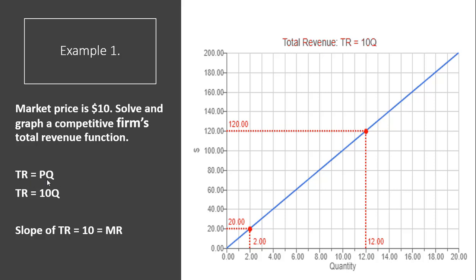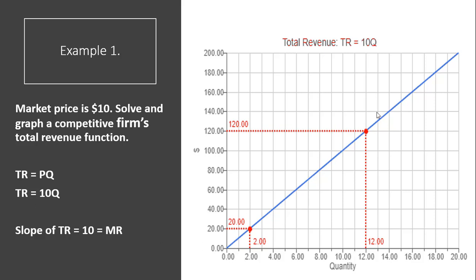Total revenue is price times quantity. Given that the market price or equilibrium price is $10, total revenue equals 10 times Q. Notice that the slope of this total revenue function is 10. Every time this firm sells one more unit of output, total revenue goes up by 10. And that's basically our definition of marginal revenue, the change in total revenue from producing and selling one more unit of output. So the graph of 10Q is over here on the right.